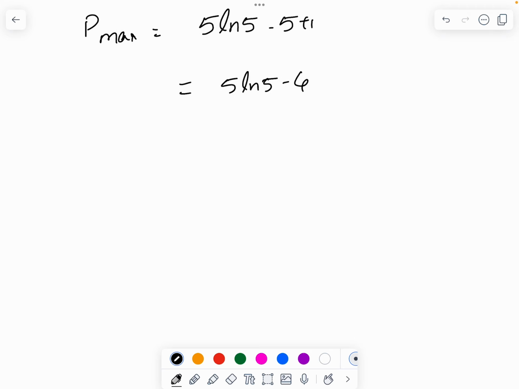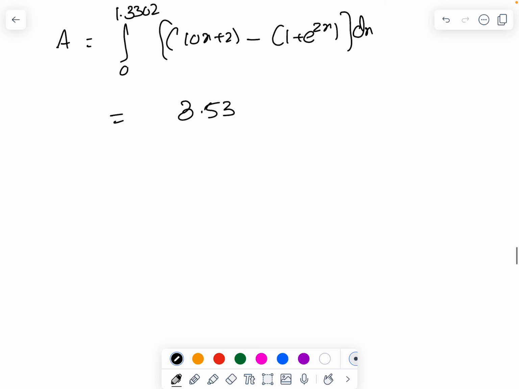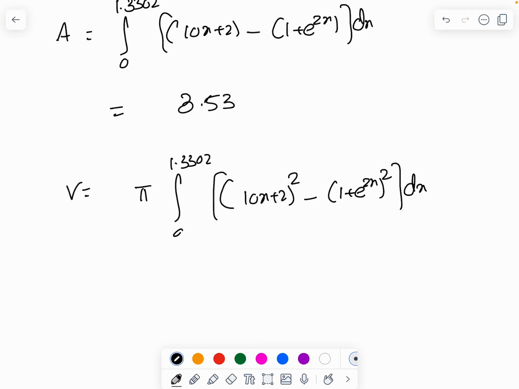Now we need to find the area. Area will be 0 to 1.3302. Take the full calculator display, upper curve minus lower curve. Then dx, simplify by calculator, you should be getting 3.53. For volume, pi integral 0 to 1.3302, upper volume minus lower volume, and dx. Use the calculator, you should be getting 169.